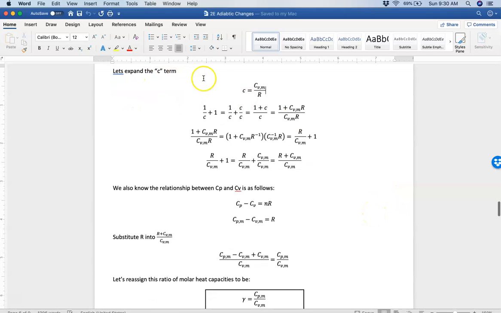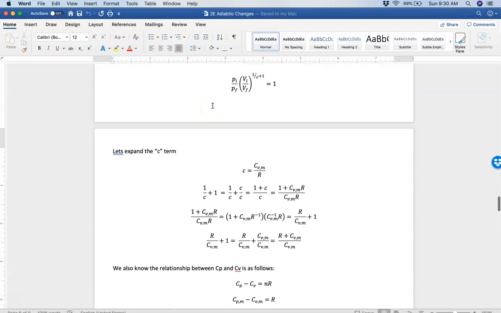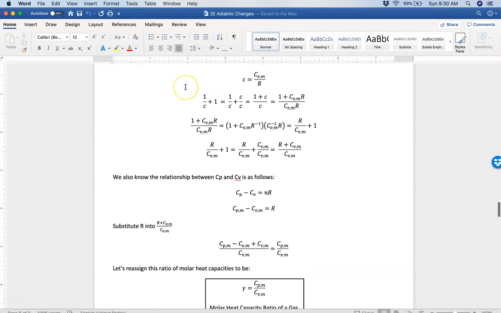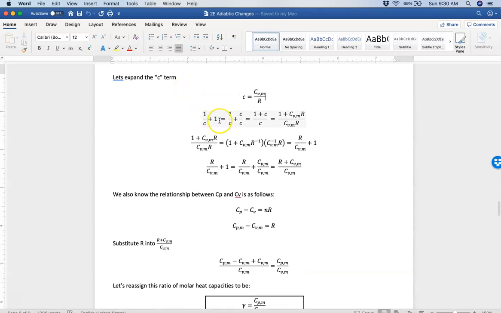So we're going to expand our C term, and we've already defined C as this. Then our exponent up here is 1 over C plus 1. And so that's what we're looking at here, 1 over C plus 1. We can convert 1 to C over C. It's the same thing, but now we have a common denominator, so we can add these two fractions together to get 1 over C plus, 1 plus C over C.